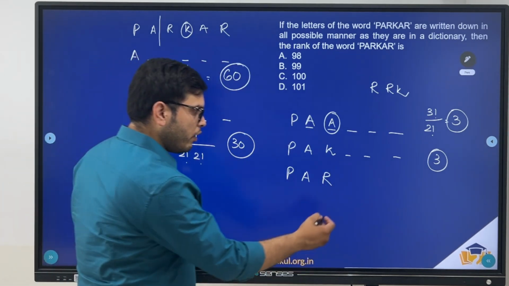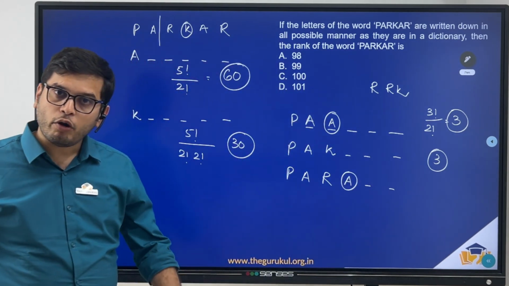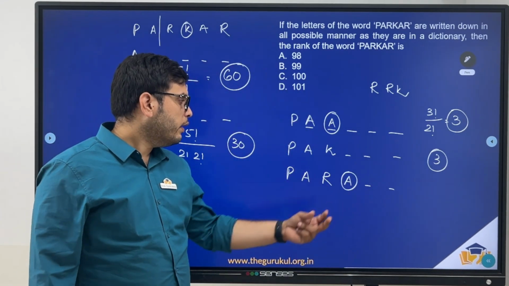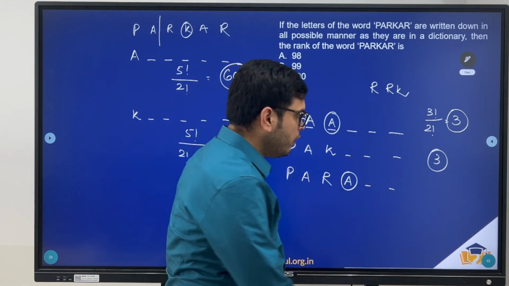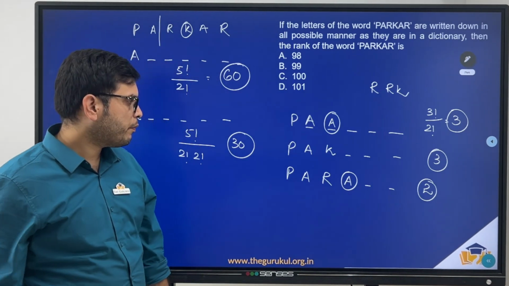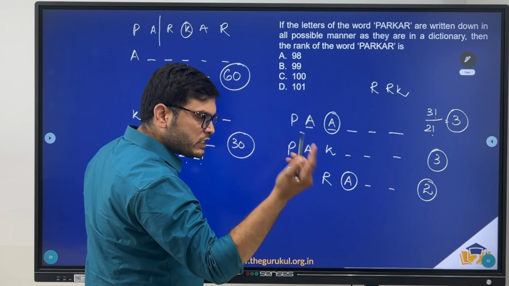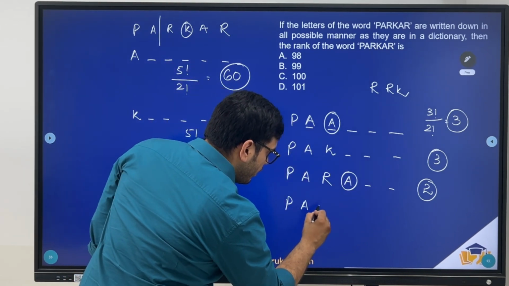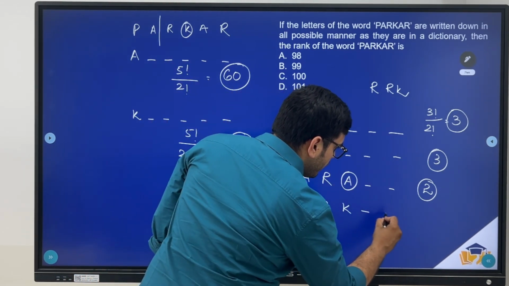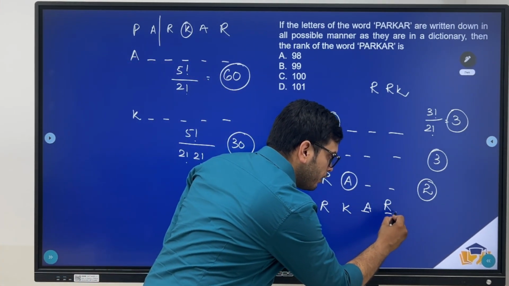Right. Now once you have R here, the fourth letter should be A according to the alphabetical order. Right. Then what are we left with? R and K. Now they will be arranged in 2 factorial, which is nothing but 2 ways. Right. So we are done with PAR. Now we are done with A. Next comes K. PAR, then K. Now if we have K here, next letter will be A and next letter will be R.